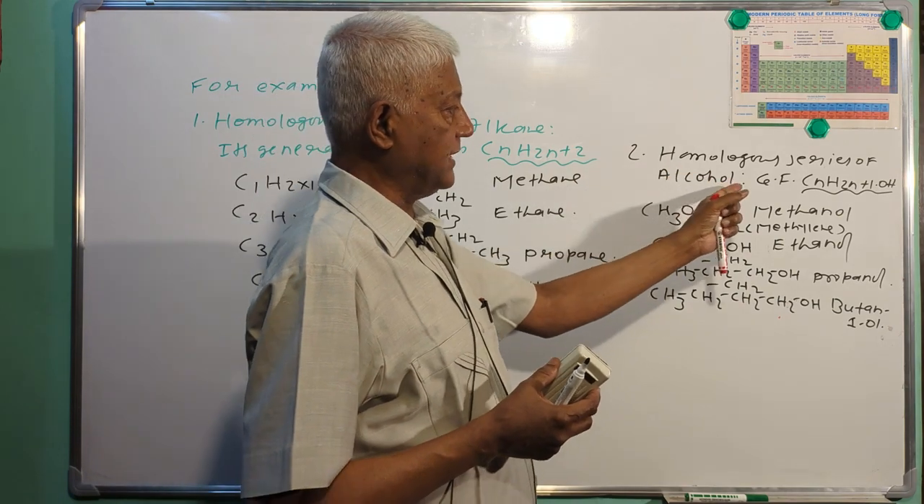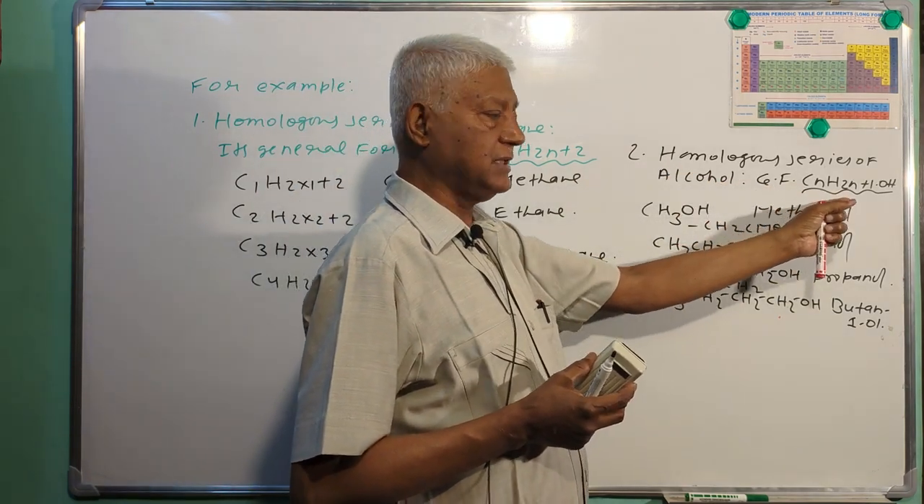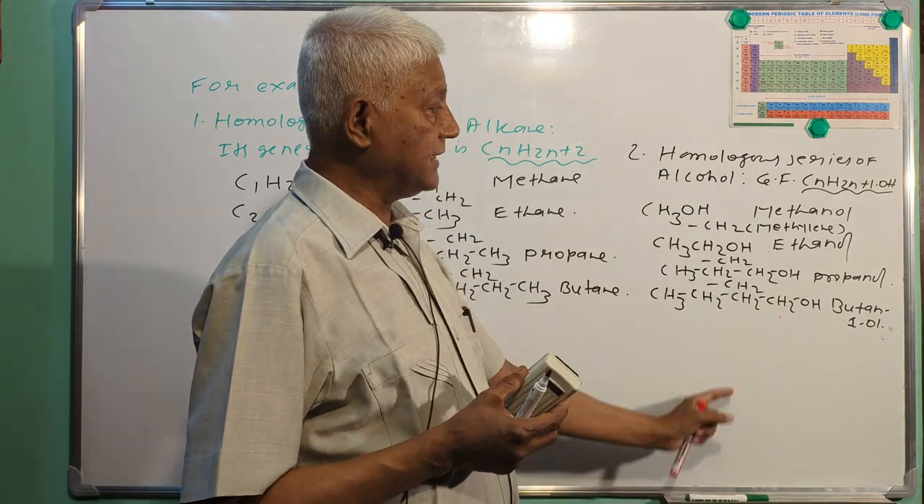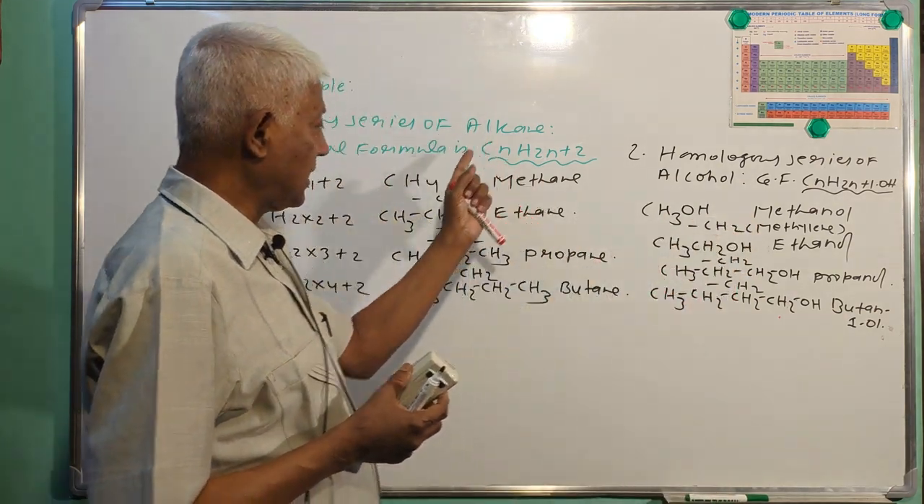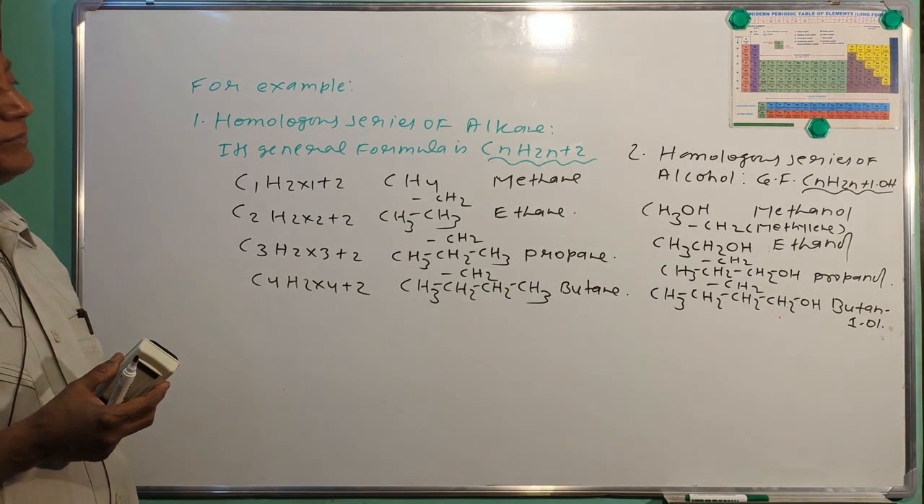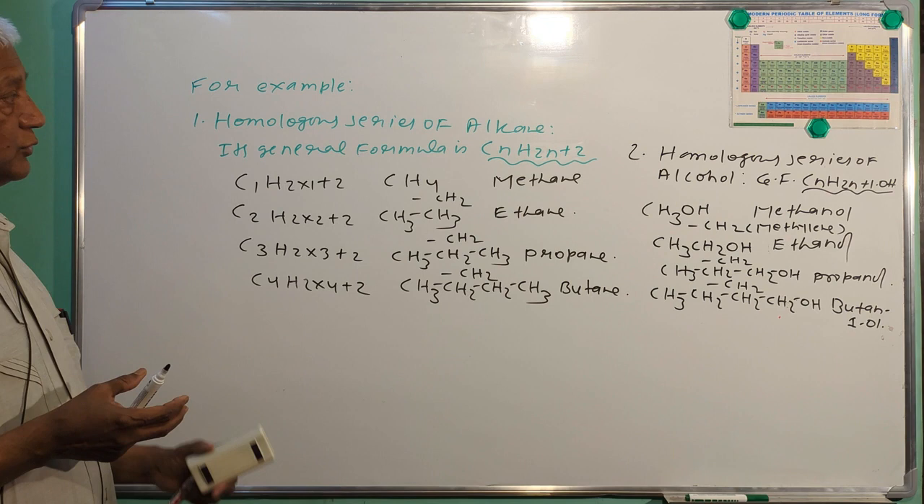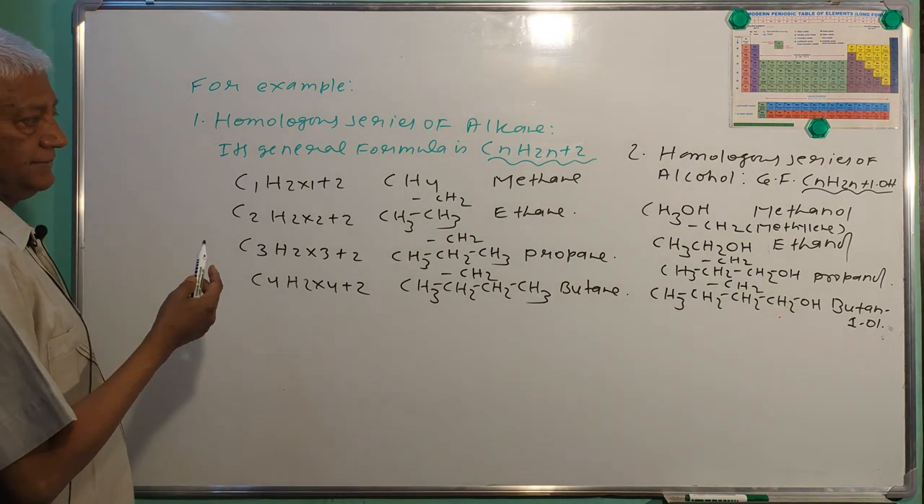Next one is the homologous series of alcohol. The general formula is this one, so you have to follow this. These are all known as the homologous series of alcohol. And these are known as the homologous series of what? Alkane. Yes. So now we have to see its characters.